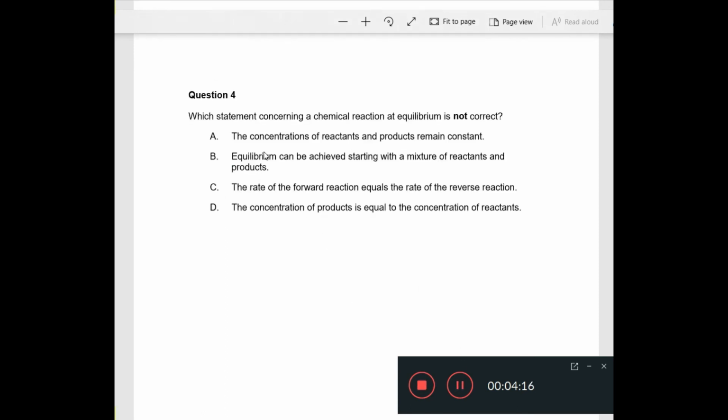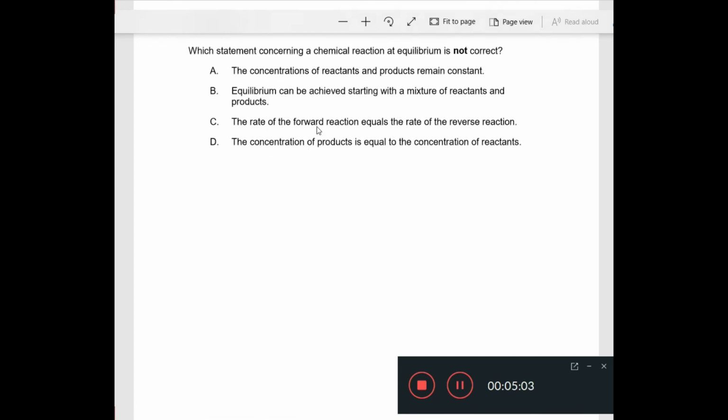Now let's look at question 4. Which statement concerning a chemical reaction at equilibrium is not correct? This is a question that comes very often on the CAPE exam, or a similar question anyway. A: The concentrations of reactants and products remain constant. That is okay, because remember, in dynamic equilibrium, macroscopic properties are constant, and concentration is a macroscopic property. And then B, equilibrium can be achieved starting with a mixture of reactants and products. That's true. Recall that one of the features of dynamic equilibrium is that equilibrium can be attained from either side. So you can start with reactants or products or a mixture.